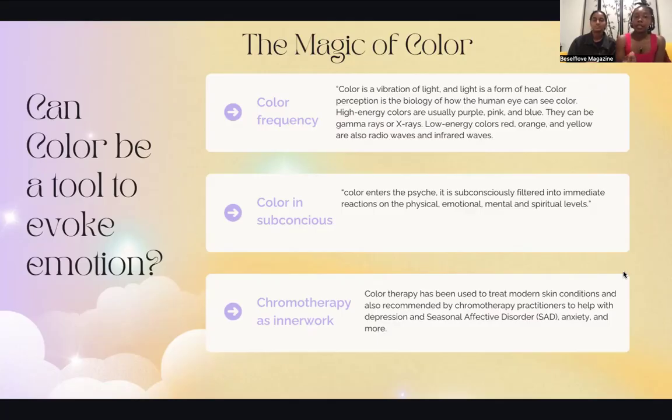Okay. So colors in the subconscious mind. Color enters the psyche and is subconsciously filtered into immediate reactions on the physical, emotional, mental, and spiritual levels. So when we saw the red blotch of paint and all different images came to our mind, that is color speaking to the subconscious. Chromotherapy, a form of color therapy, has been used to treat modern skin conditions and is also recommended by chromotherapy practitioners to help with depression and seasonal affective disorder, also known as SAD, anxiety, and more.